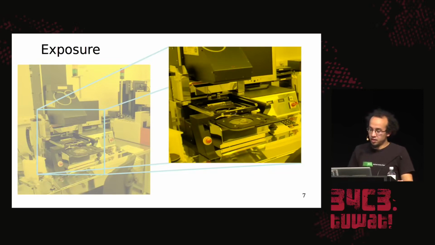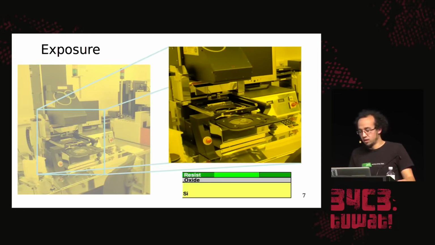When you're fine with that, you switch the microscope to your light source, and that's a light source that emits ultraviolet light. It's contained in this box here, and it shines ultraviolet light through these mirrors onto your device, partially blocked by the mask, and so you end up with your resist exposed.